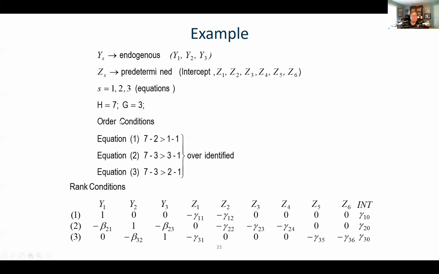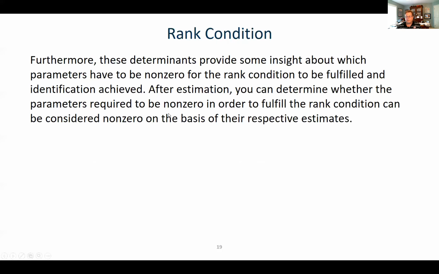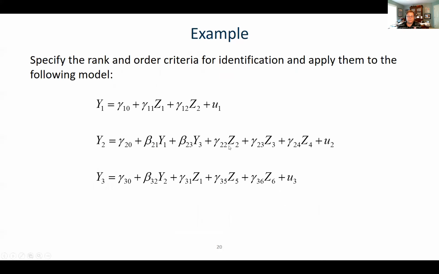In the first equation, capital H is 7, but what we need to do is to subtract off the number of explanatory variables in each equation. So in this one, the number of explanatory variables or predetermined variables should be 3. So if we do that, and here's another error on my part, this first equation should have 7 minus 3, which means there are 4 exogenous variables excluded from the first equation. What are they? Well, Z3 is not included, Z4 is not included, Z5 is not included, Z6 is not included.